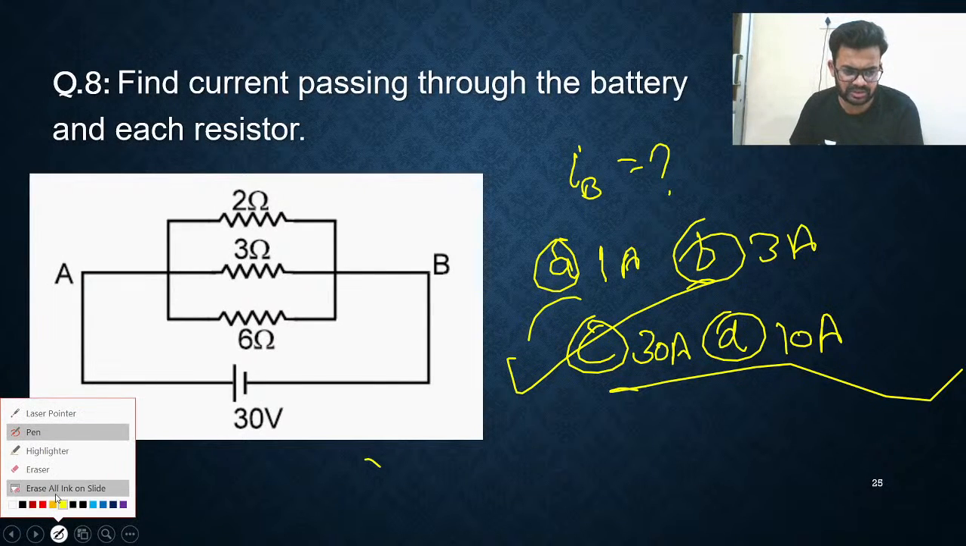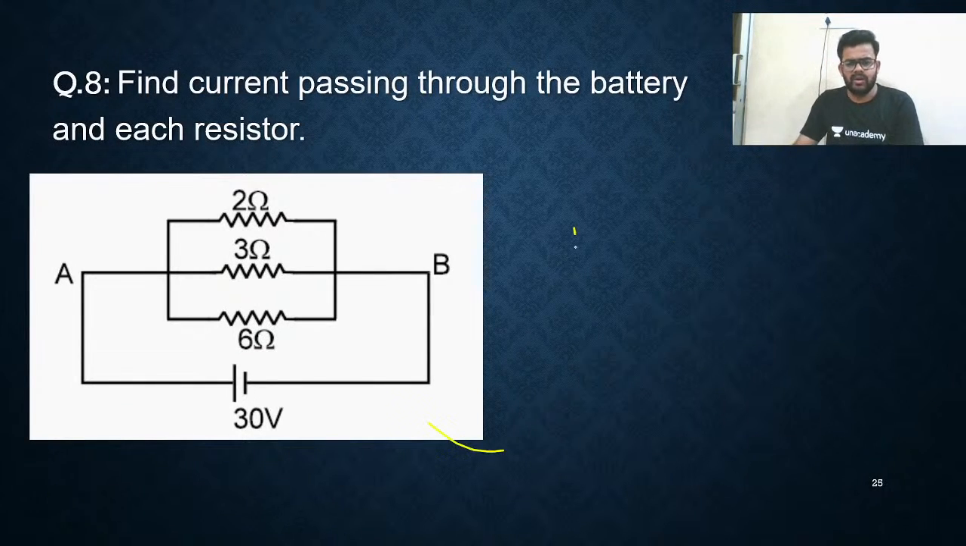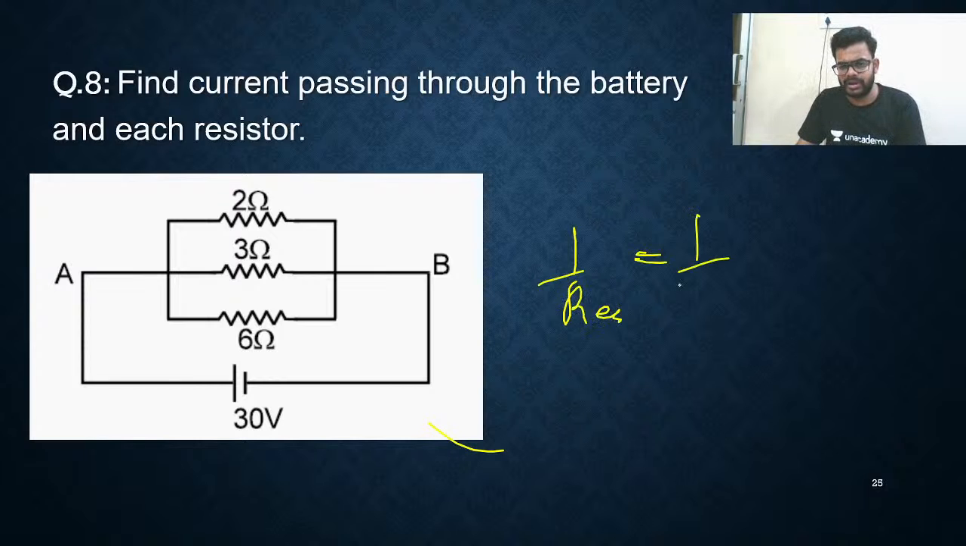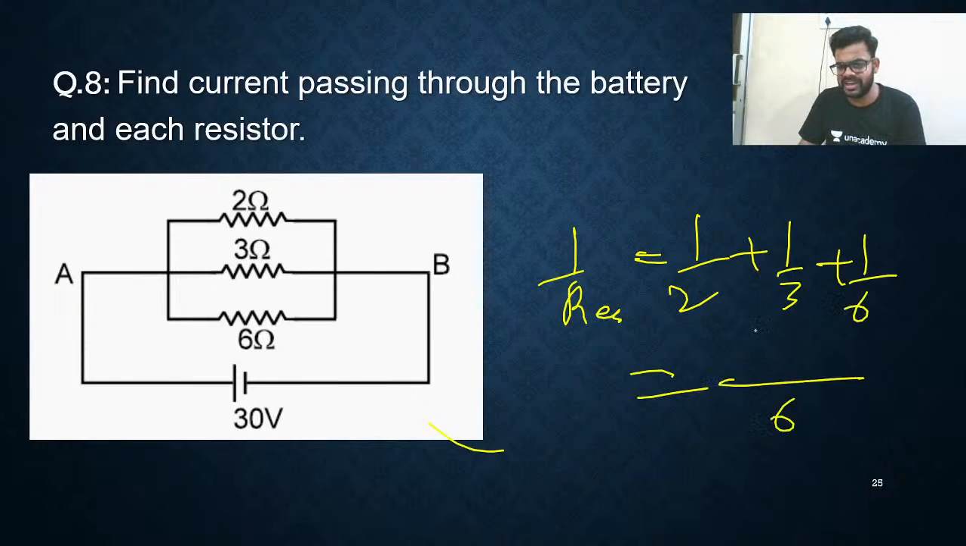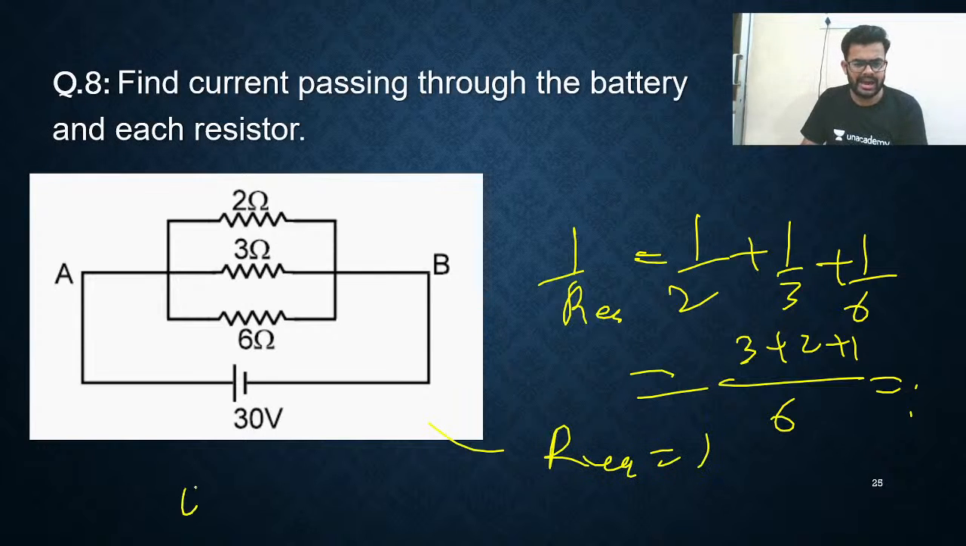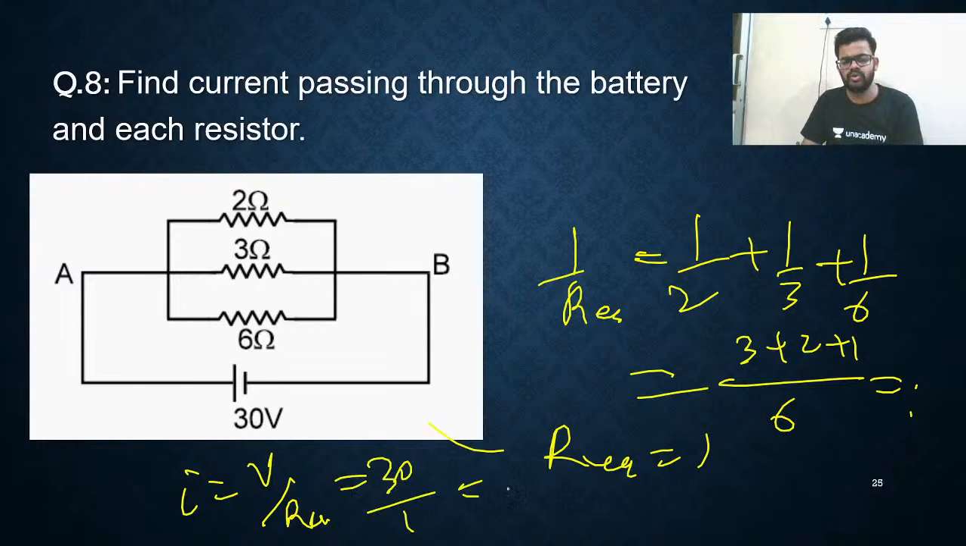Simply speaking, you can solve it directly: 1 by R equivalent is equal to 1 by 2 plus 1 by 3 plus 1 by 6. The LCM of this is 6, so you will write 3 plus 2 plus 1, 6 by 6, is 1. So 1 by R is 1, so R equivalent is equal to 1, and I is equal to V upon R equivalent, means 30 by 1 is equal to 30 ampere. That's all. This is the current through the battery.